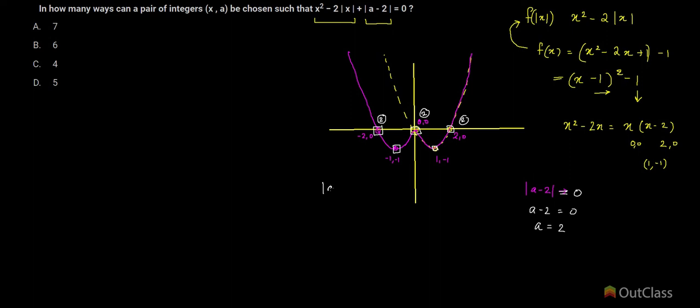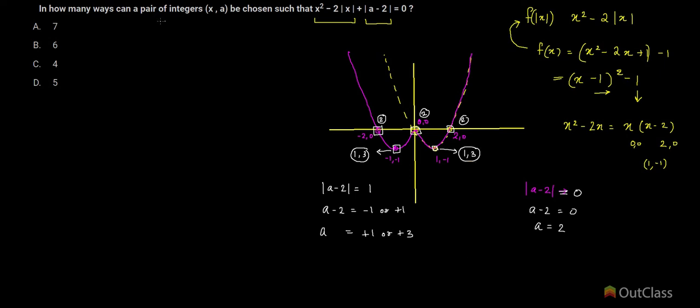What about these points below the x-axis? There I want mod of a minus 2 to be plus 1. The output of just the f mod x part is negative. I need a 1 to be added for my final expression to go up to 0. So I need my mod a minus 2 to be equal to 1, which means a minus 2 is minus 1 or plus 1. Transpose the 2 and you have a is equal to 1 or 3. So at this point, a needs to be either 1 or 3. At this point also, a needs to be either 1 or 3.